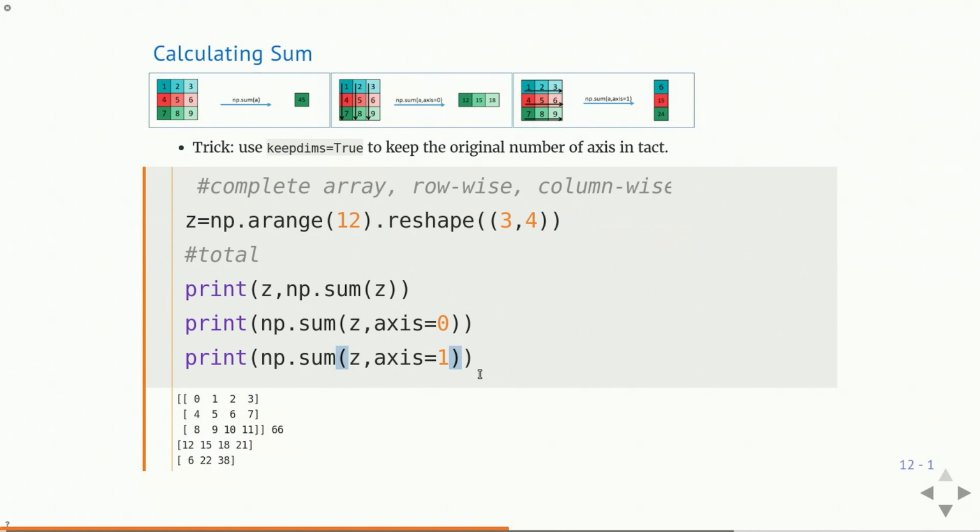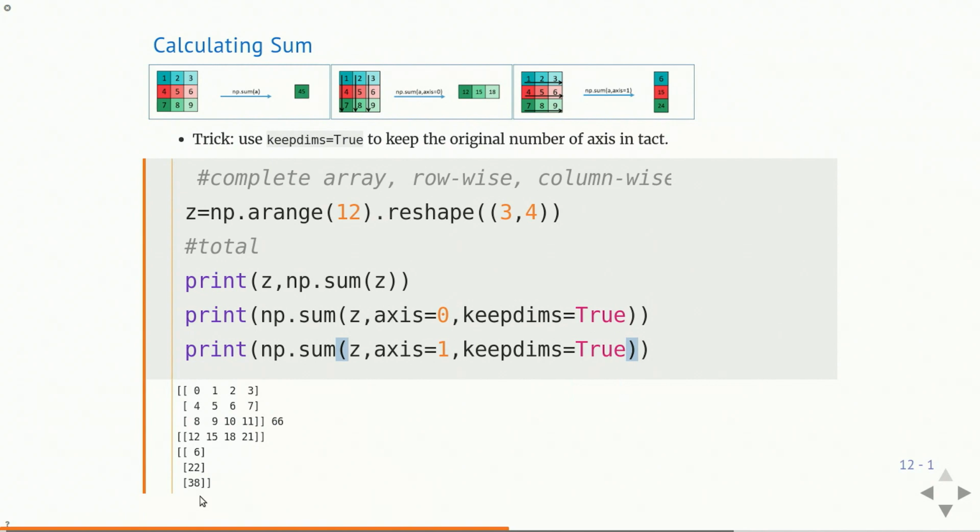So here it is. As you can see, we got the answer 12, 15, 18, 21, which is the result of summing all these values. And when summing across the columns, we will get a 3 cross 1 vector. So we can also force them to have the same dimensions, that is keepdims equal to true. So here it is. Now you can see that we have the same type of dimensions as we were expecting.